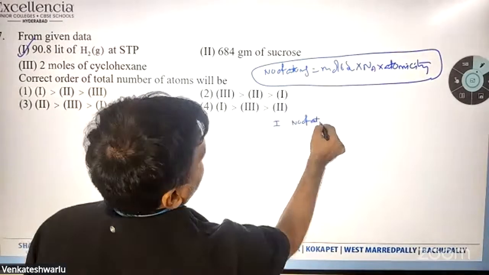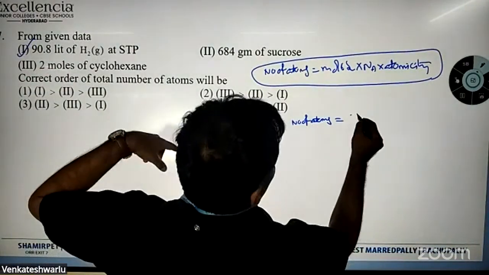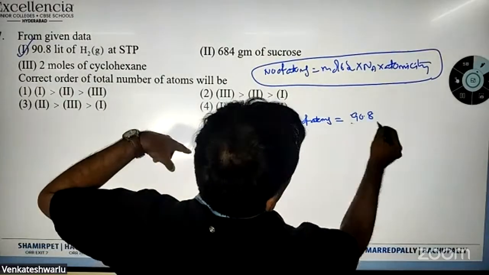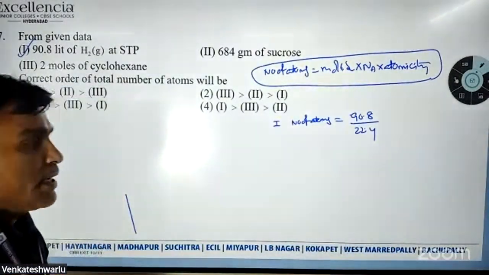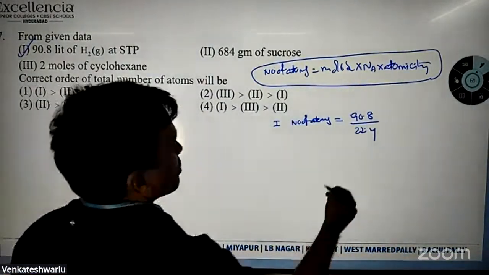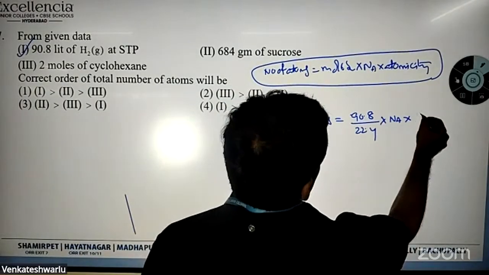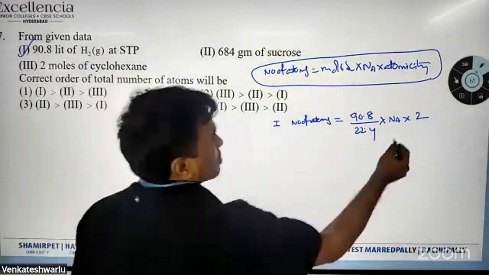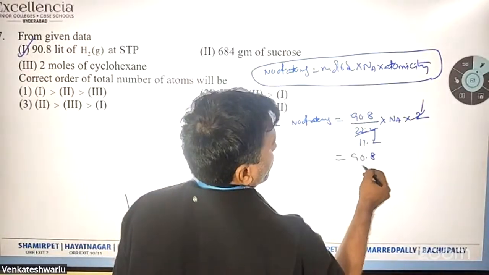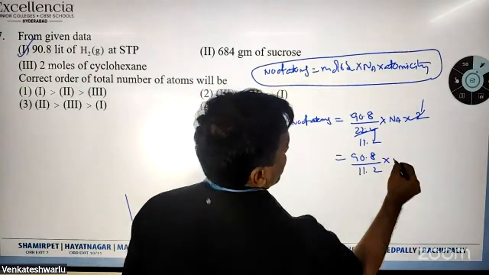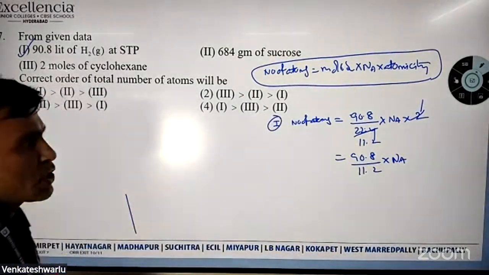Number of atoms is equal to moles. Here volume is given, at STP. So given volume by STP volume: 90.8 by 22.4 into Avogadro number into atomicity. Number of atoms is 2. So 22.4 by 2 is 11.2, then 90.8 by 11.2 into N. Like this, we can find the number of atoms in the first option.